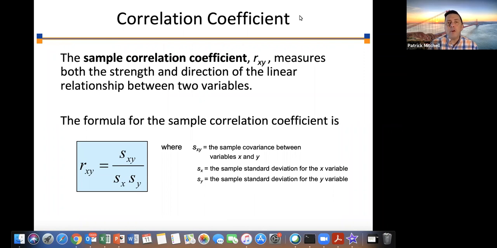And then the sample correlation coefficient measures both the strength and direction of the linear relationship. So you might ask, well, why bother with the sample covariance? Well, two reasons. Number one, you need it to calculate the sample correlation coefficient anyway. And that's pretty much the main reason, actually.